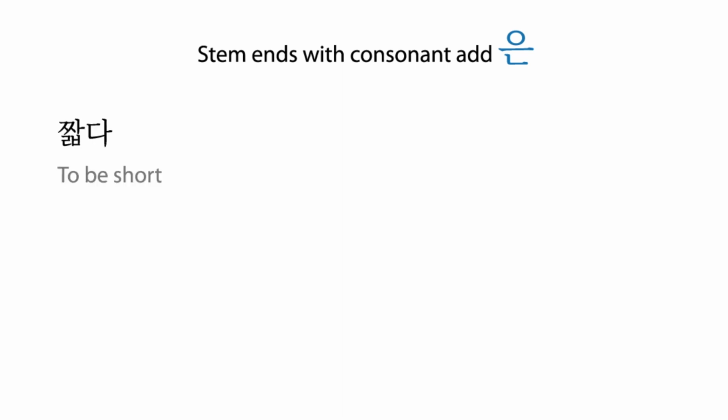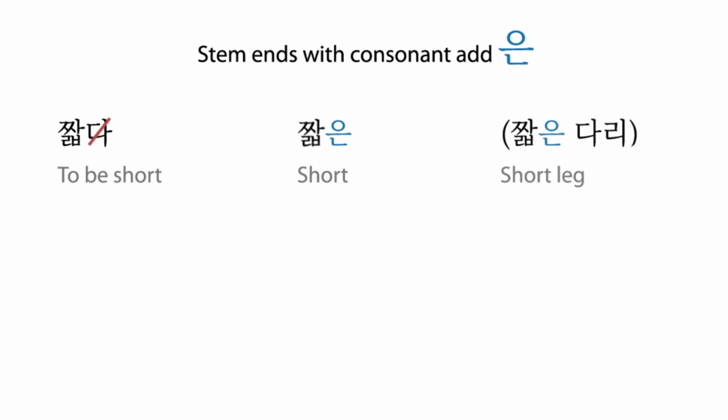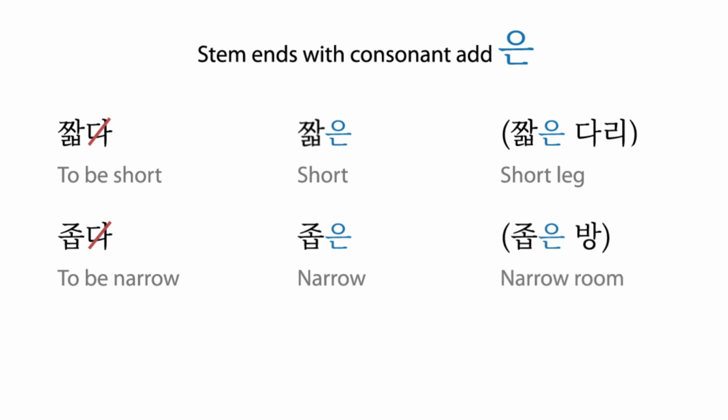If the last letter is a consonant, we add 은, for example, 짧다, 짧은, 짧은 다리, 좁다, 좁은, 좁은 방, 높다, 높은 산.